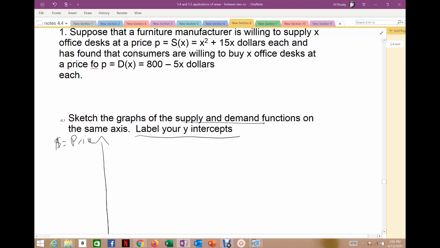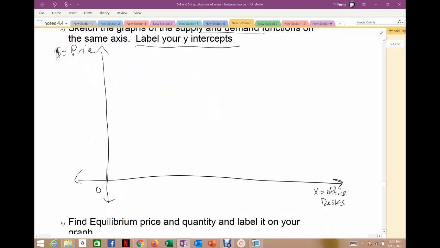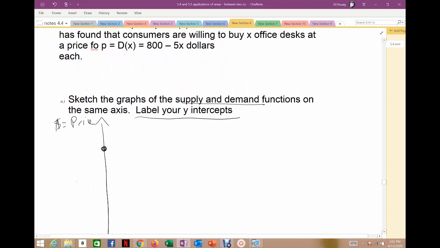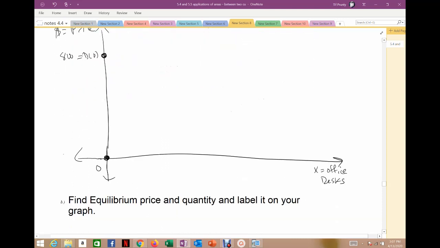Alright, so I already know where they're going to start. When I plug 0 into my supply function, it comes out 0. That would be my supply at 0, that's 0. My demand, when I plug 0 in, is 800. So I'm just going to go up here. Demand at 0 is 800. Supply at 0 is 0, the origin.